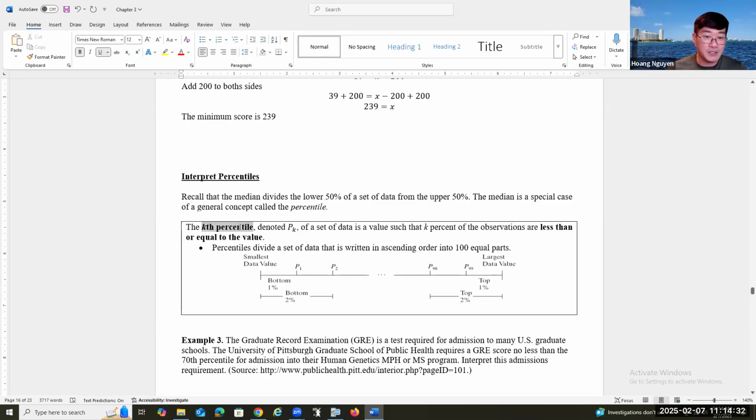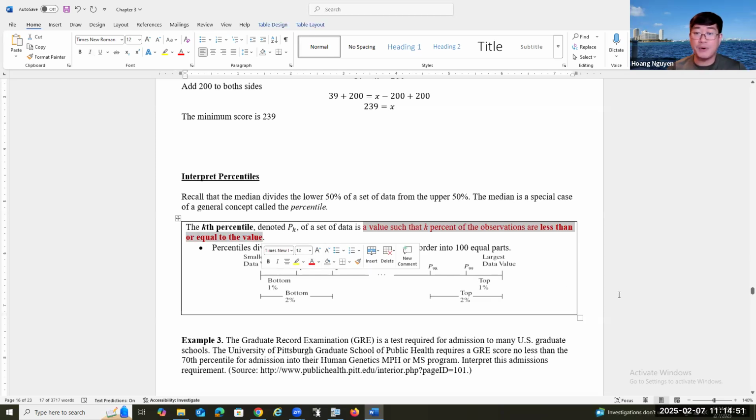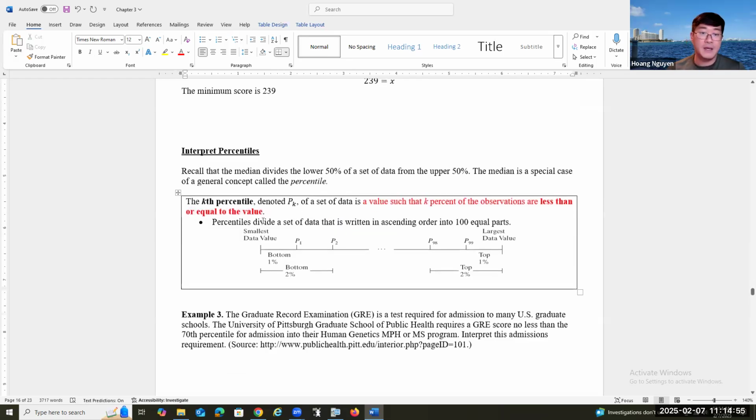The kth percentile, denoted by P sub k. The kth percentile of a set of data is a value such that k% of the observations are less than or equal to that value. So after you arrange the data in ascending order, percentiles divide the data set into 100 equal parts.